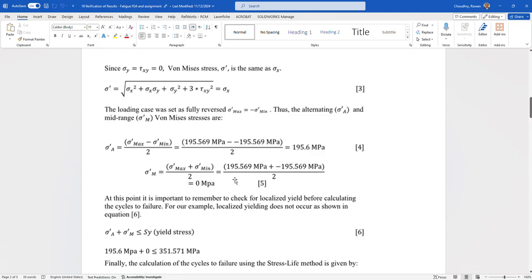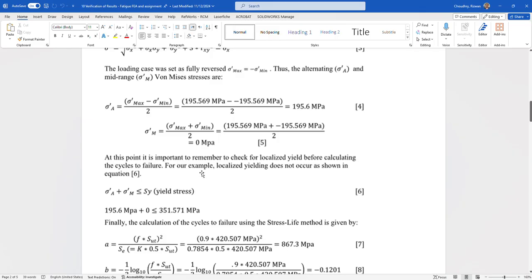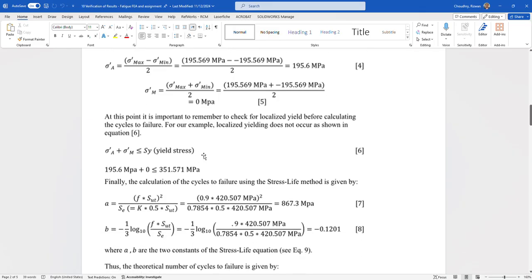So that's what we will get. Because we are using the stress-life approach, and we are expecting this to be a high cycle fatigue case, we should be well away from the yield stress. So this is what we can check.